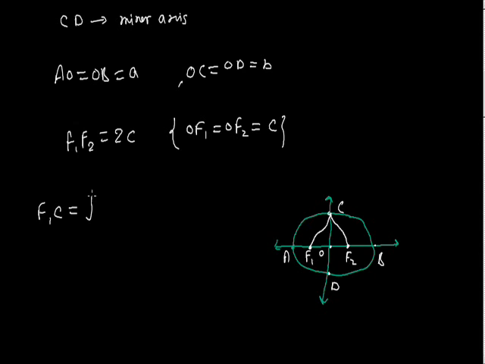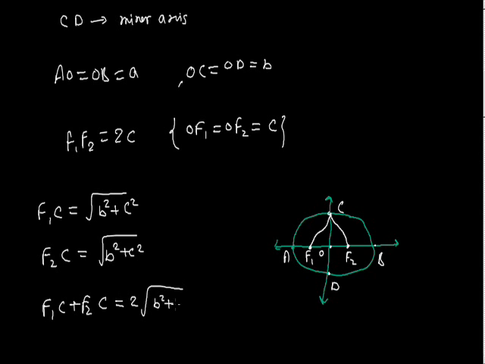Now F1C, which is equal to under root b square plus c square, because CF1O is a right triangle, so here F1C is equal to sum of square of OC and OF1. So here F1C is equal to under root b square plus c square. Similarly we can find F2C, which is also under root b square plus c square. Now F1C plus F2C, which is equal to 2 under root b square plus c square.